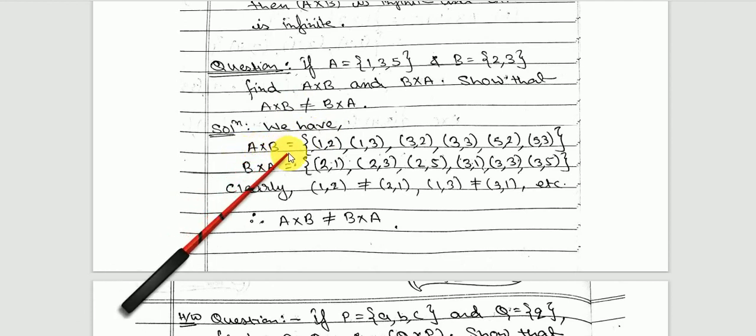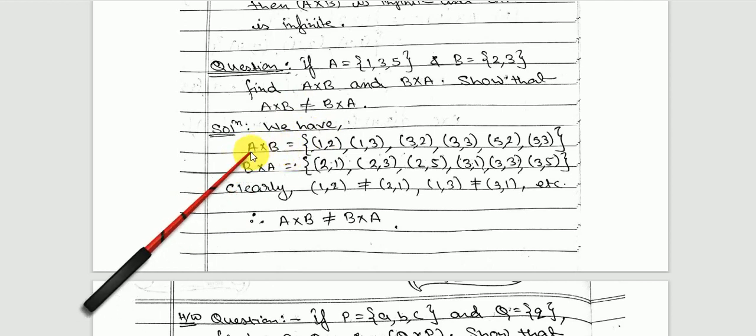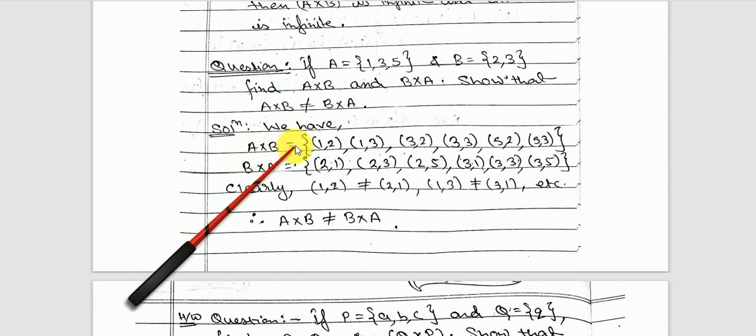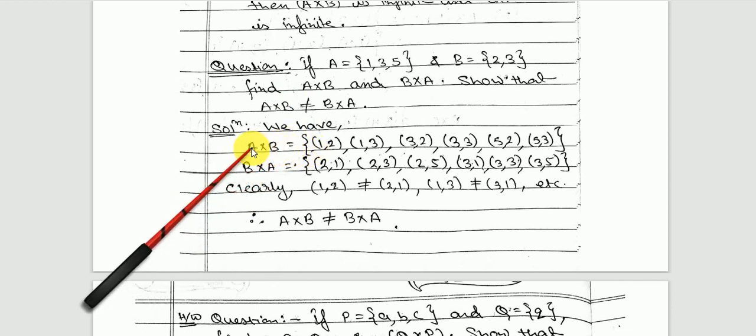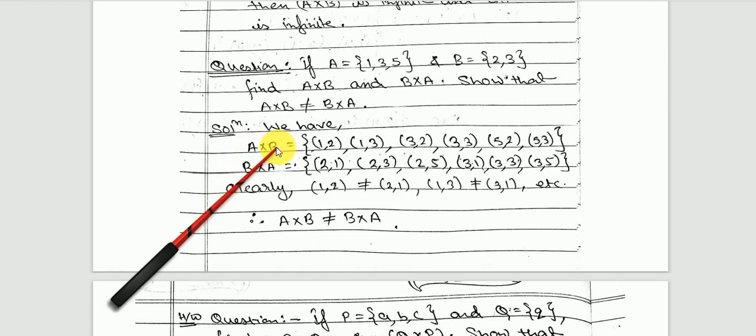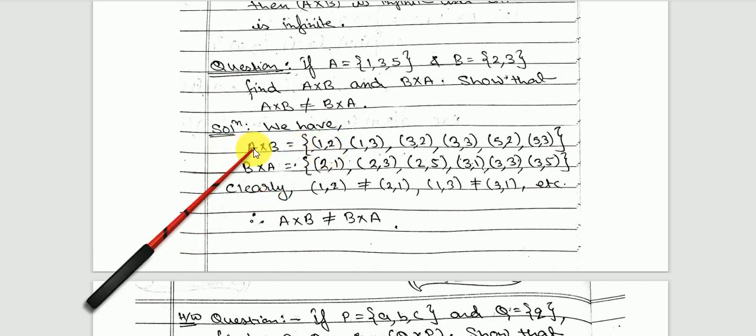So we have A cross B. You know the definition of Cartesian product A cross B. This will have ordered pairs whose first components will be taken from A and second component will be taken from set B. So A cross B is a set of ordered pairs a comma b, where a is from set A and b is from set B. So here ordered pairs will be written this way. We will take the first element of set A and make an ordered pair with every element of this B.